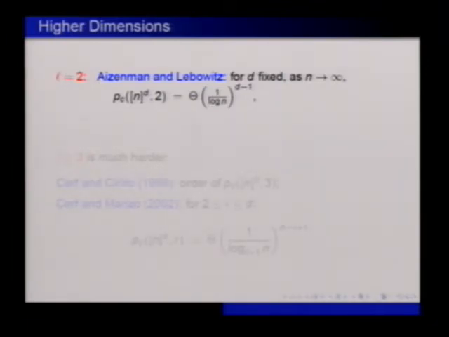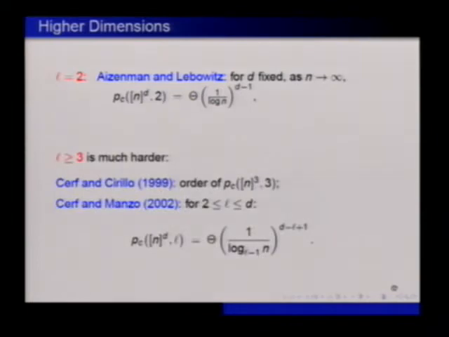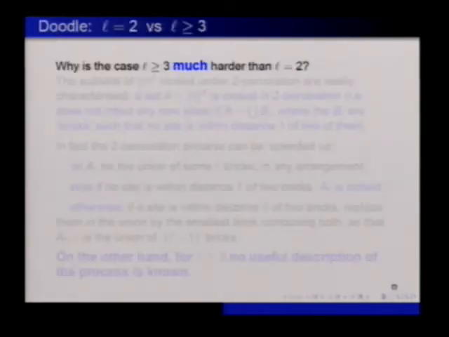Okay, now higher dimensions. Again, Eisenman and Lebowitz proved the rough bound, but for L equal to 2. And then it took quite a while for it to go to L at least 3. So if the infection parameter is at least 3, suddenly the question is much tougher. And again, it was pretty good. Cerf and Cirillo, and Cerf and Manzo, actually determined the rough order of the critical probability.